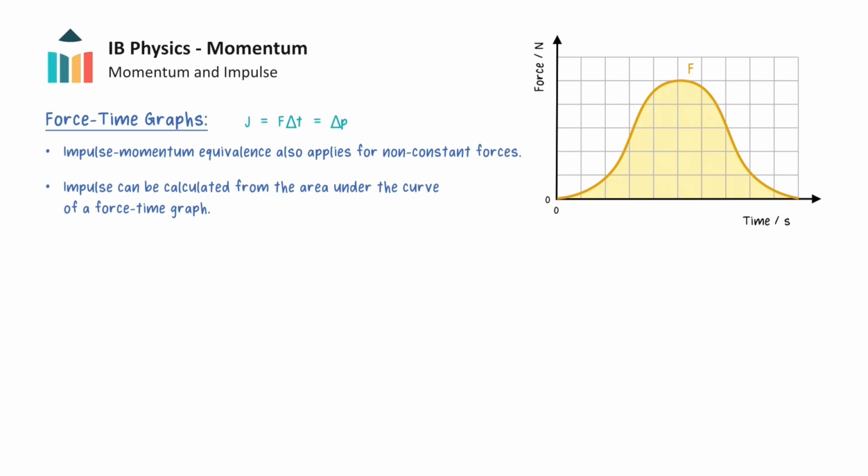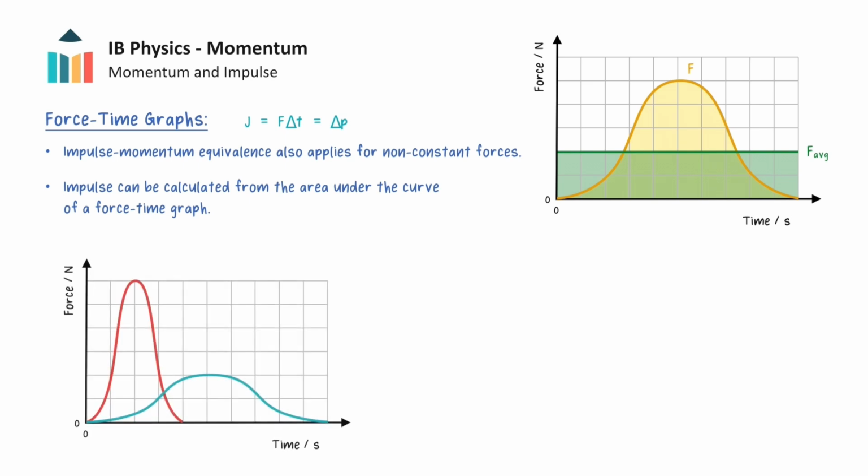This is because we can replace the varying force with the average force during the interaction, and the area under the curve can be estimated with a rectangle of the same area. We can now note that a large force acting for a short time can have the same impulse and same change in momentum as a smaller force acting for a longer time.